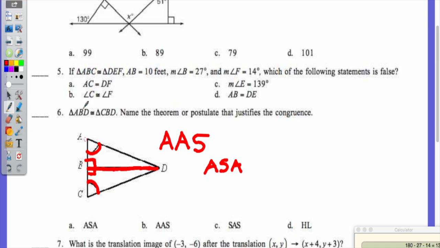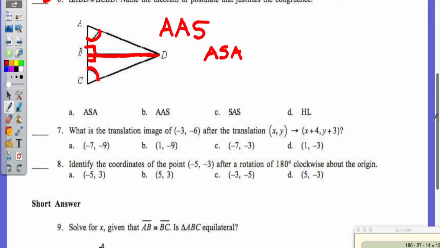Is D the vertice of angle A or angle C? No. So it's angle, angle, side. Yes? So what is the vertice of the two angles? Okay, one of the vertices is B, and the other vertice is A and C. Okay?